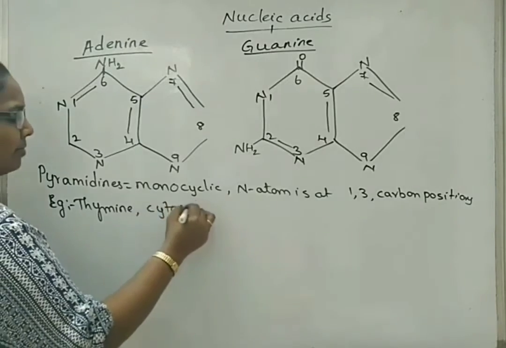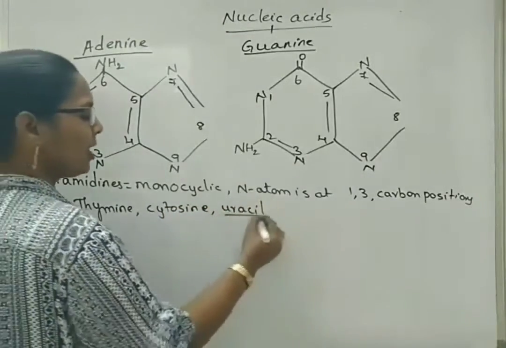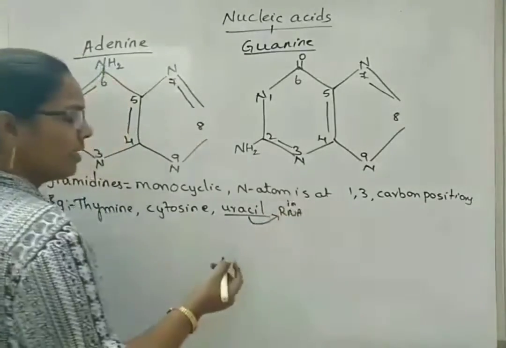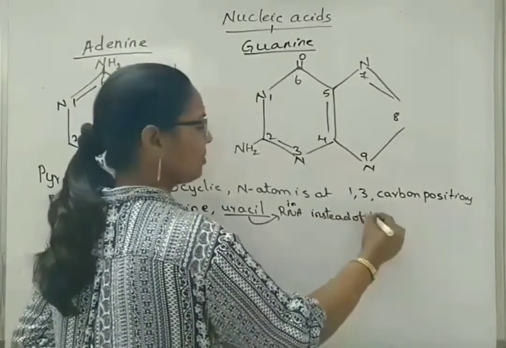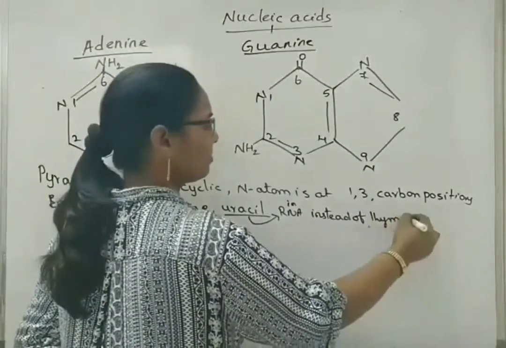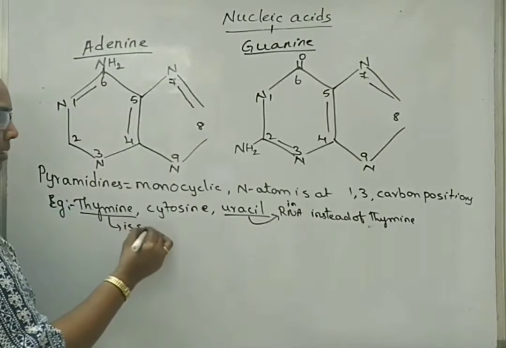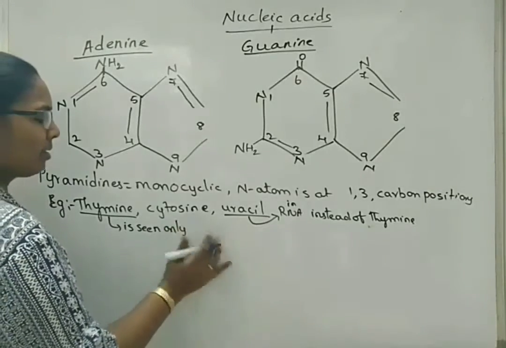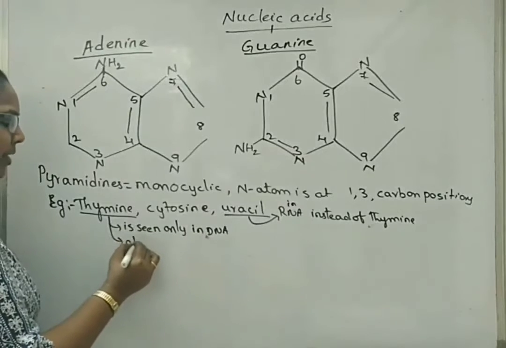cytosine and uracil. This uracil exists in RNA instead of thymine. Thymine is seen only in DNA, and it is absent in RNA.